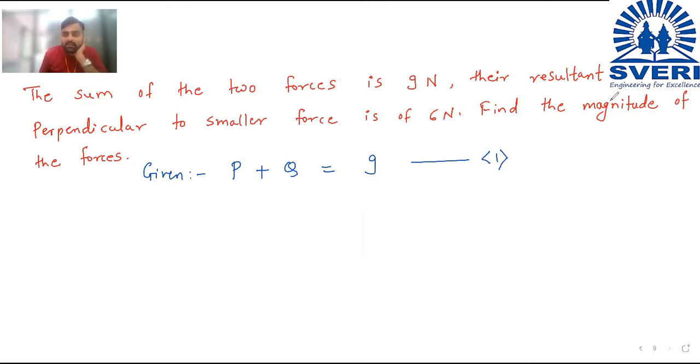So next, the resultant which is perpendicular to the smaller force is of 6 Newton. So the resultant value is also given, 6 Newton. The resultant is 6 Newton.